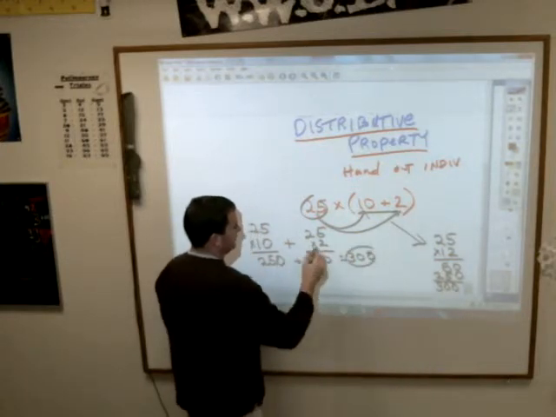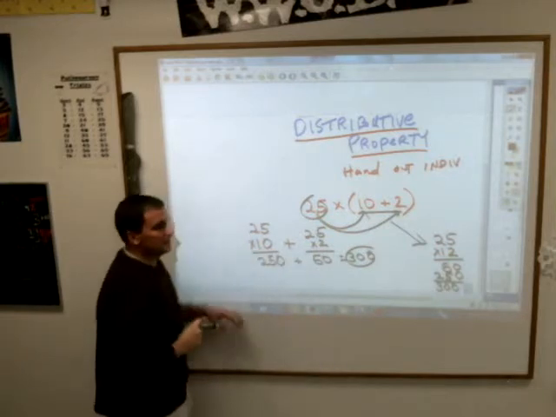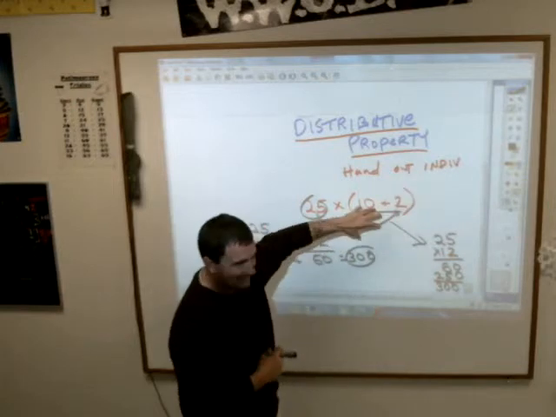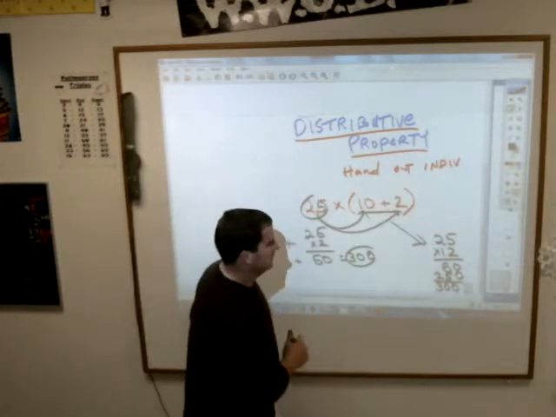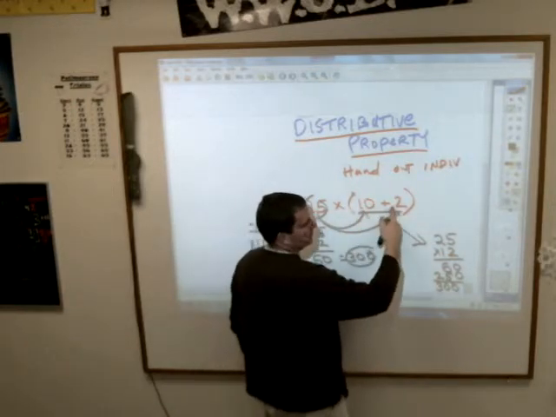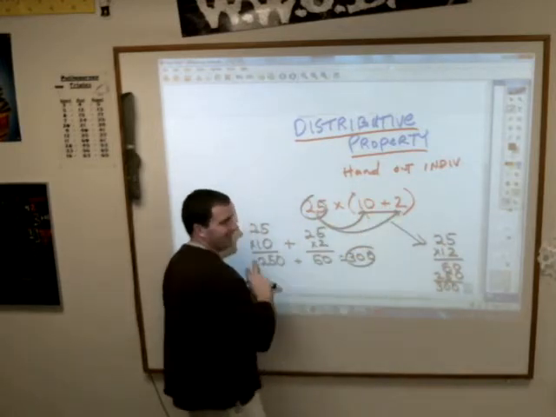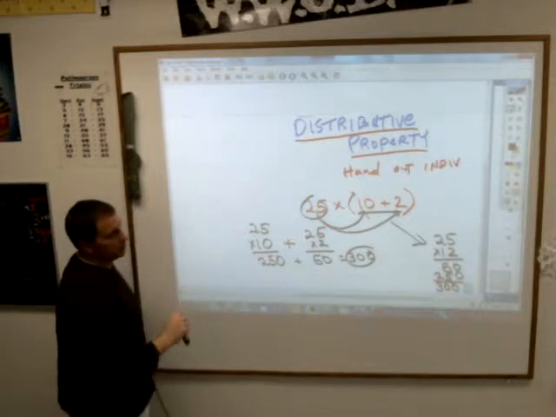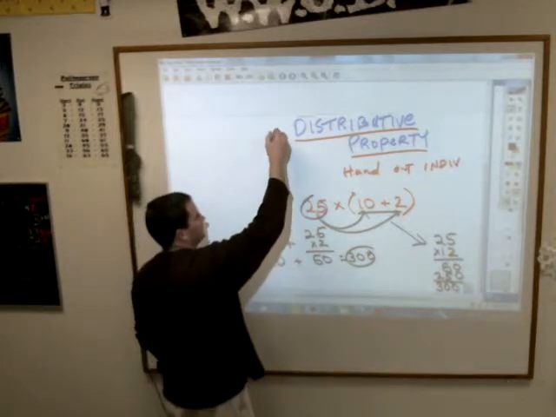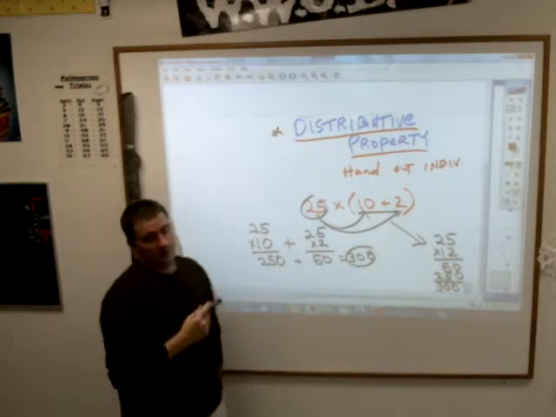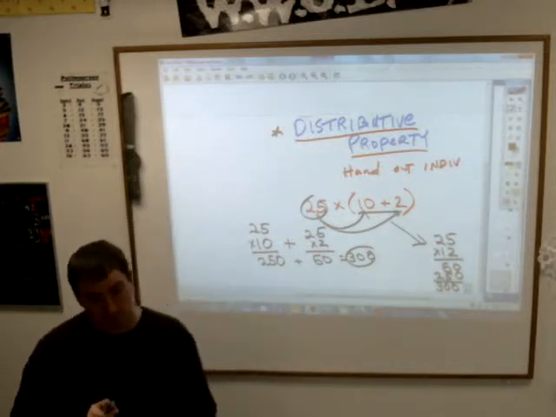Okay, but this shows the distributive property because I distributed this 25 out to each thing like I was handing it out. Okay, but since it was in parentheses, I can also add it together and multiply, or I can multiply each one separately and then add it together. So just so you have an example of the distributive property, because they will ask you to do something both ways. This is a big thing, by the way, in 7th grade math.